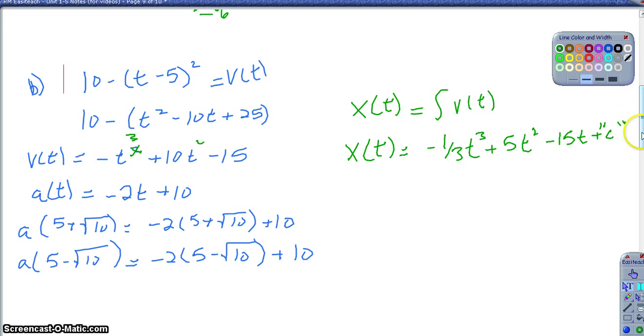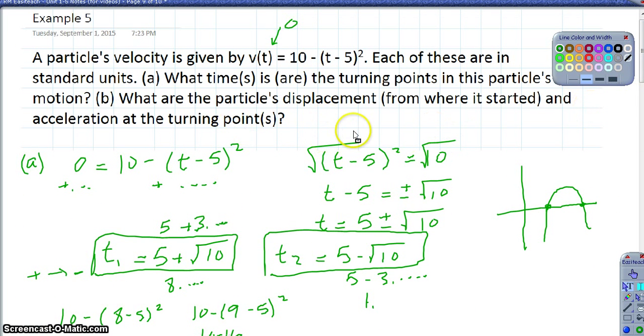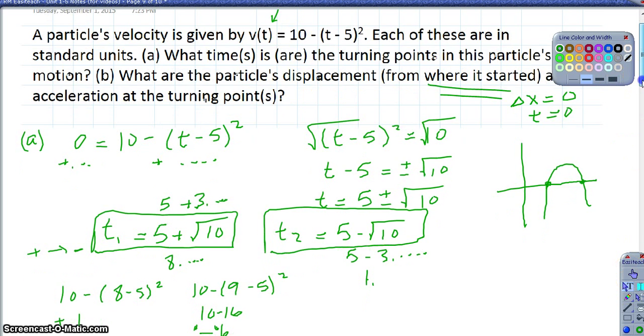Now in this case, if I go back to the question, it didn't give me any data to work with, but it did say, what are the particle's displacement from where it started? The significance of that statement is that it allows me to define the initial position as 0. So at t equals 0 seconds, I can say the initial position from where we started is in fact 0, because I'm just looking for the change in displacement. I'm looking for how far did it go from where we started.